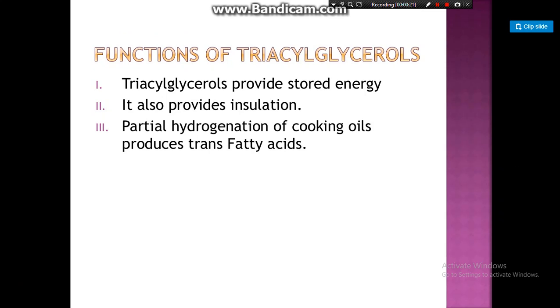Functions of triacylglycerols. Triacylglycerols provide stored energy. They also provide insulation. Partial hydrogenation of cooking oils produces trans fatty acids.